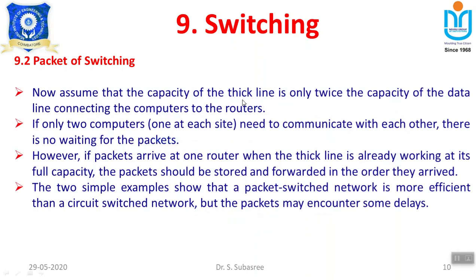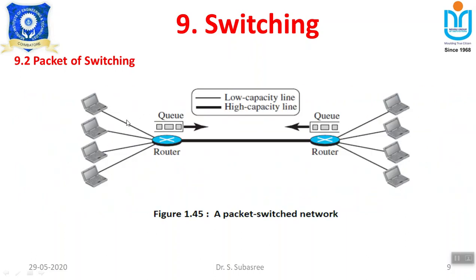Now assume the capacity of the thick line is only twice the capacity of the data line connecting the computers to the routers. Why twice the capacity? Because of sender and receiver, both are available. If only two computers need to communicate with each other, there is no waiting for the packet. Let us assume only these two systems want to communicate and the other two are not utilizing. In that case, without any delay, the data is forwarded. Even though we are underutilizing, the data is transmitted to the destination in a faster manner.